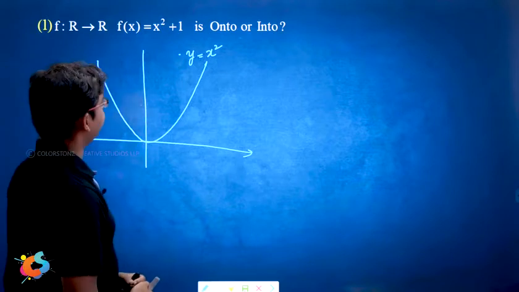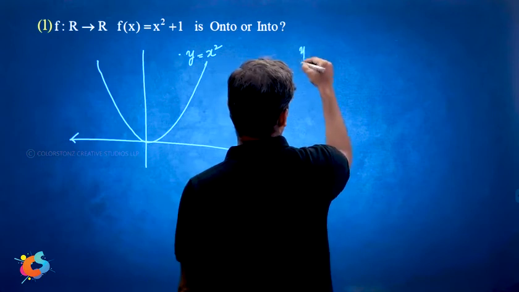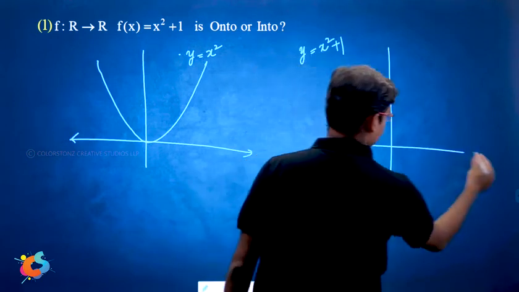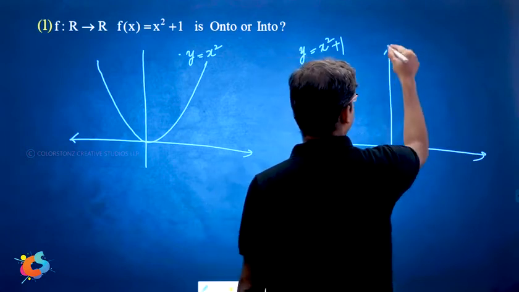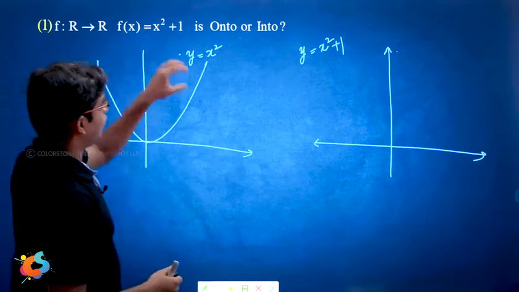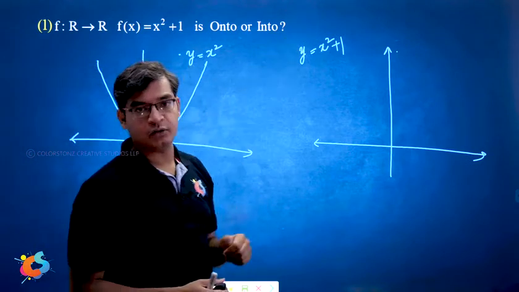Okay. So if we want the y is equal to x square plus 1 graph, then how will the graph be? Okay. So to draw this graph, we can understand it like this. Now, whatever the output value is here, that is increased by 1 unit.